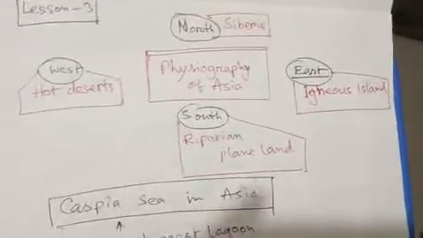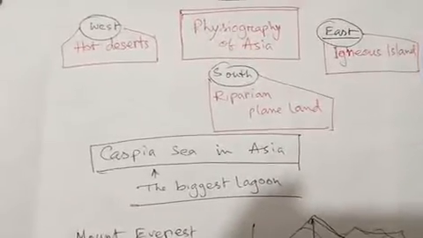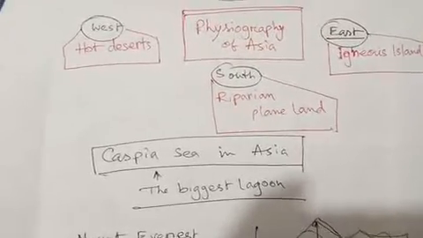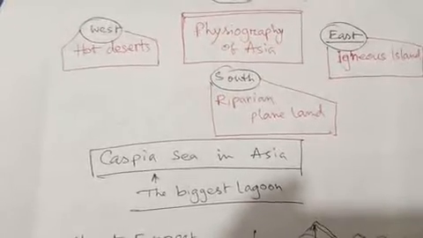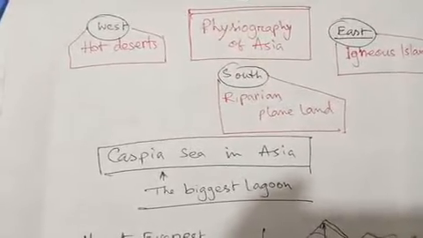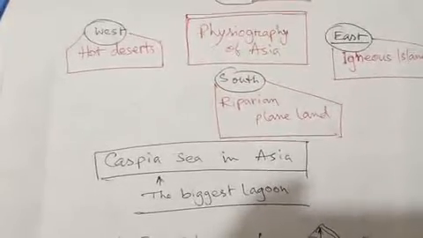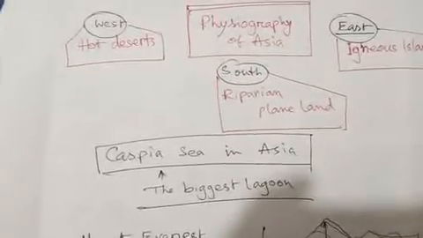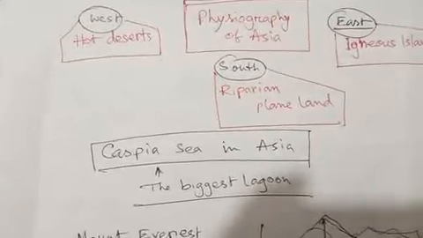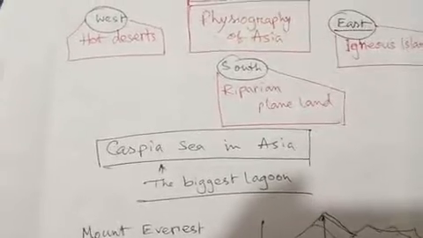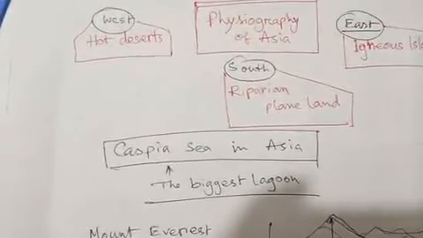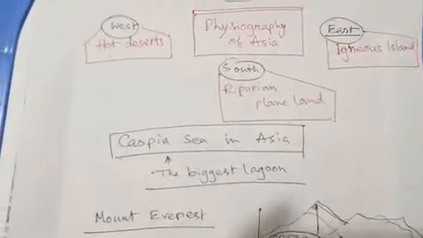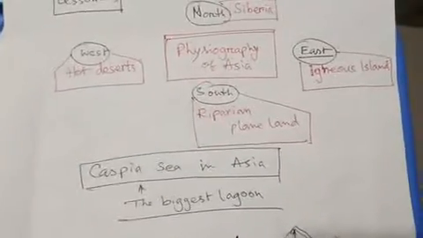Then comes the biggest lagoon, that is a stretch of salt water separated from the sea by a low sandbank or coral reef. That is the definition of lagoon. In Bangla it is called Uporod. The biggest lagoon of the world is the Caspian Sea, which is situated here in Asia. And seven of the big rivers of the world flow through Asia.